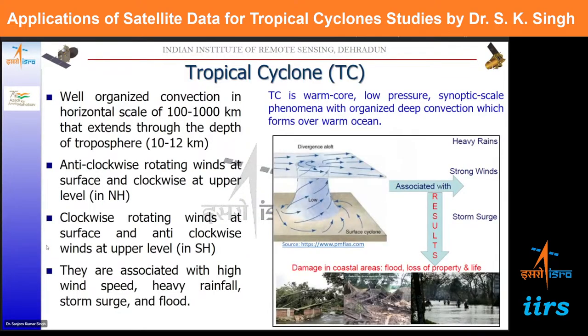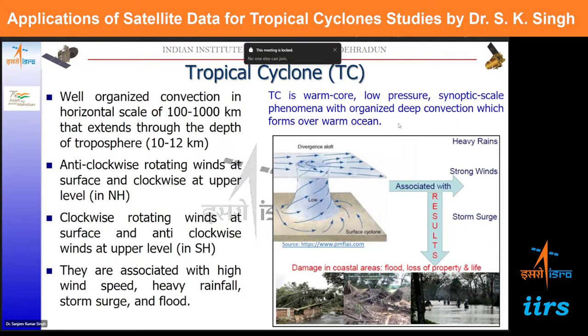So the first question is, what is a tropical cyclone? A tropical cyclone is basically a warm core system, and it is also a low pressure synoptic scale phenomenon with organized deep convection which forms over the warm ocean. Generally it forms over the warm ocean, and when the low pressure develops, the origin of the tropical cyclone starts from the low pressure itself. Its synoptic scale phenomenon is with organized deep convection.